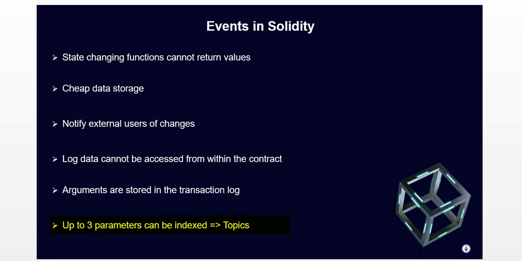So in the transaction log there are actually 2 sections. One for the topics, which are all our indexed arguments, and the other one the data section for all other arguments that are not indexed. And as we will see in a minute in our example, the event signature, which is the event name with a list of the arguments, is also stored in the transaction log as a topic.